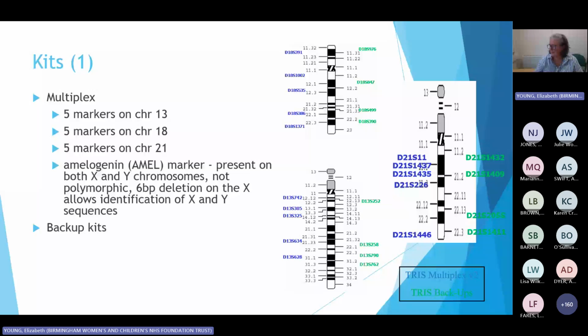So this is the test we would run for any pregnancy that was referred to our centre. We would use 5 markers for chromosome 13, 5 markers for chromosome 18, and 5 markers for chromosome 21 in a single reaction to give us information for each of those markers all the way across each of the 3 chromosomes.